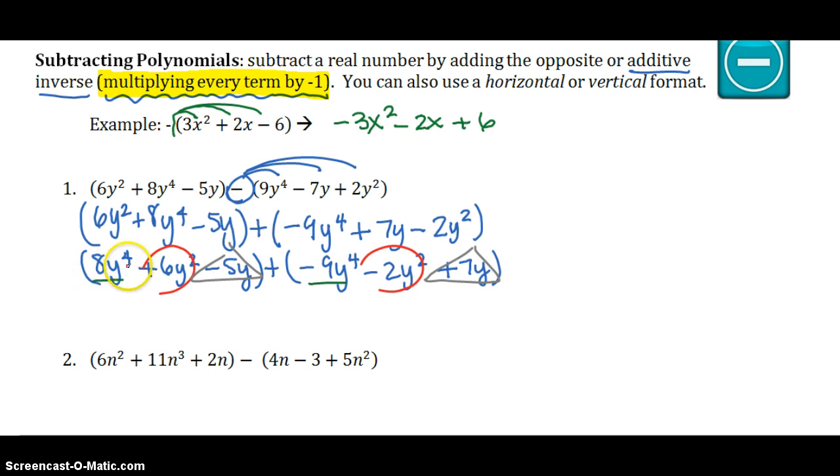And 8y to the fourth minus 9y to the fourth is a -1y to the fourth. And we don't write the 1, we'll just say negative y to the fourth. Positive 6y squared minus 2y squared leaves us with positive 4y squared. Negative 5y plus 7y leaves us with plus 2y. And that would be your final answer.